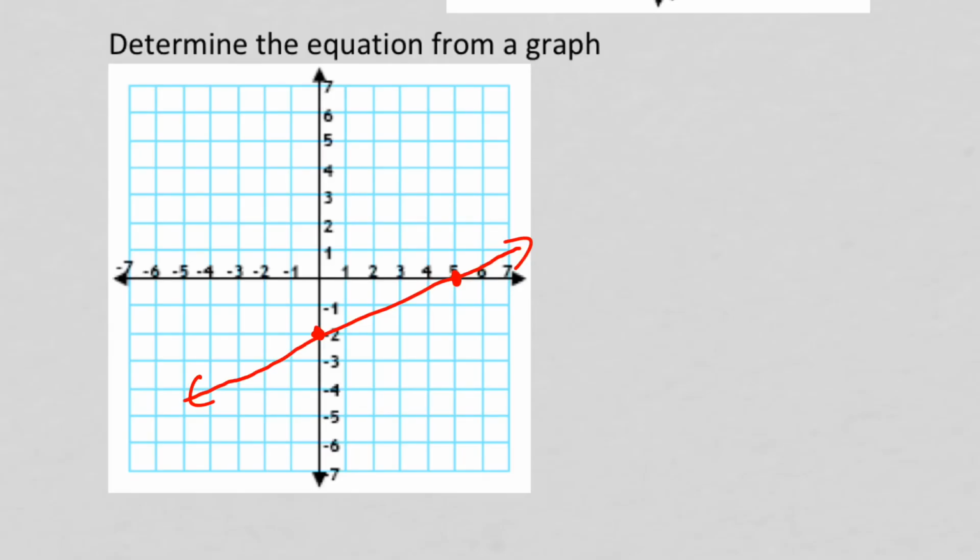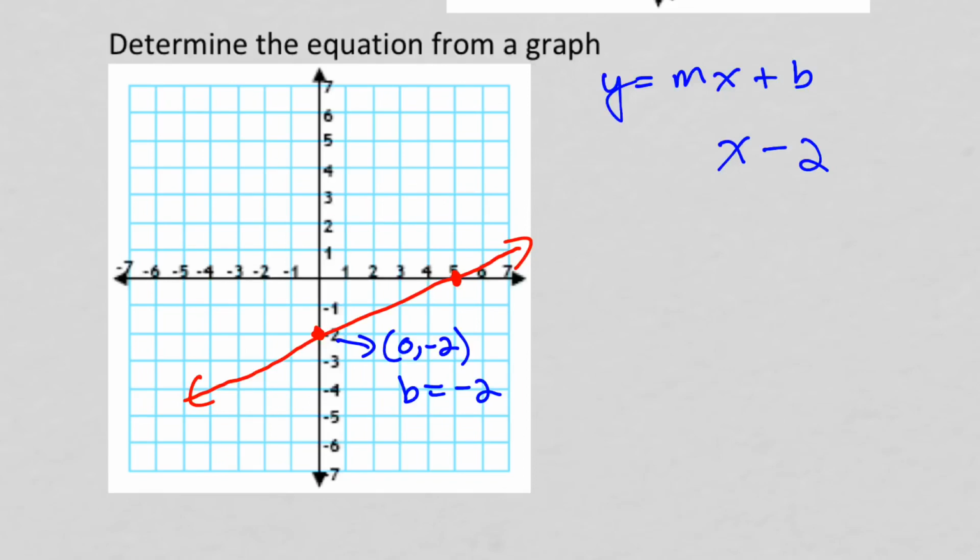Next, determine the equation from a graph. So here's our graph, and we're going to try to gather the information for our slope-intercept formula. So we need our b term, which is right there. That's 0, negative 2, so that means that b is negative 2. So we know that this is going to be negative 2.